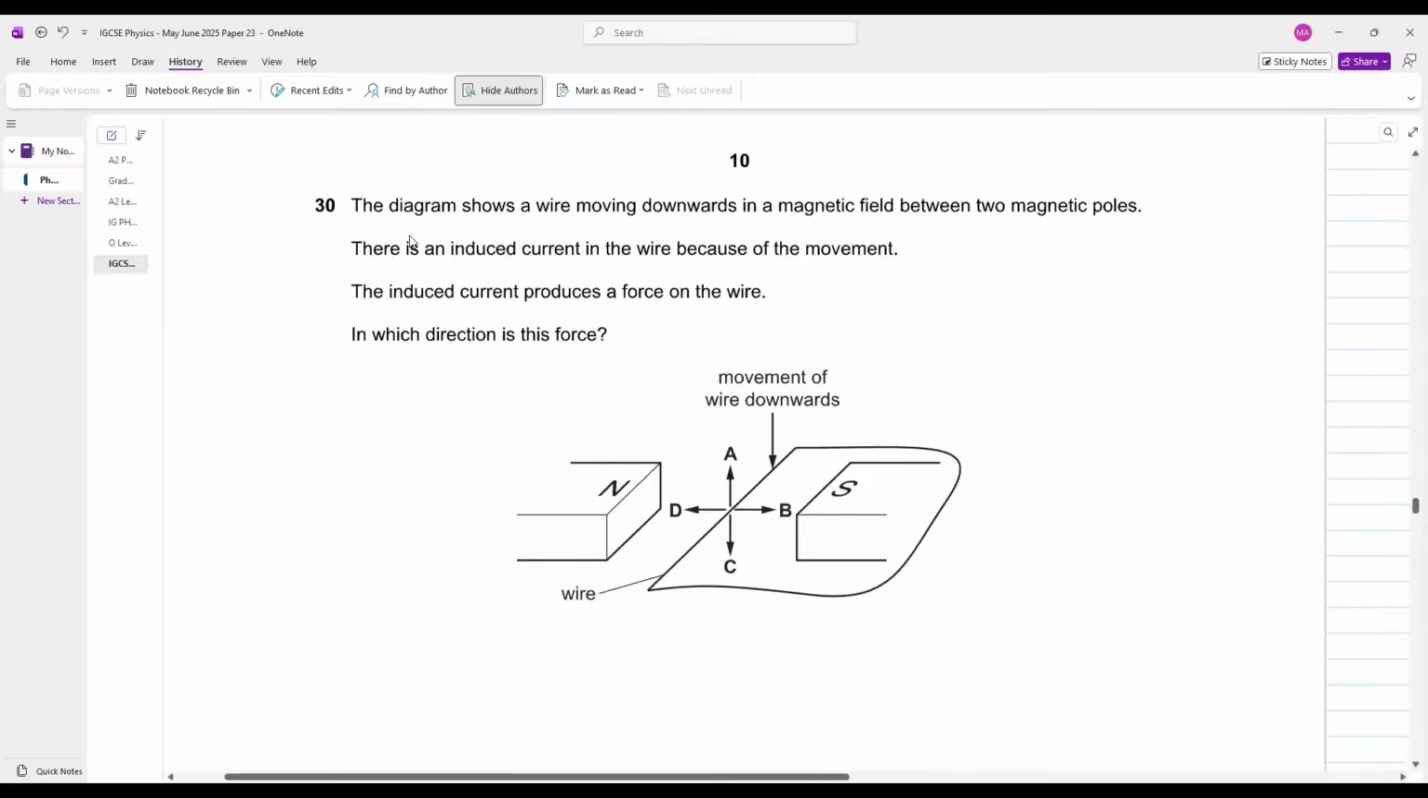30 पे आ जाओ. The diagram shows a wire moving downwards in a magnetic field between two magnetic poles. Okay, so the wire is moving downward, force is being applied downward. The magnetic field is like this. There is an induced current in the wire because of the movement. Can you calculate the direction of this induced current?